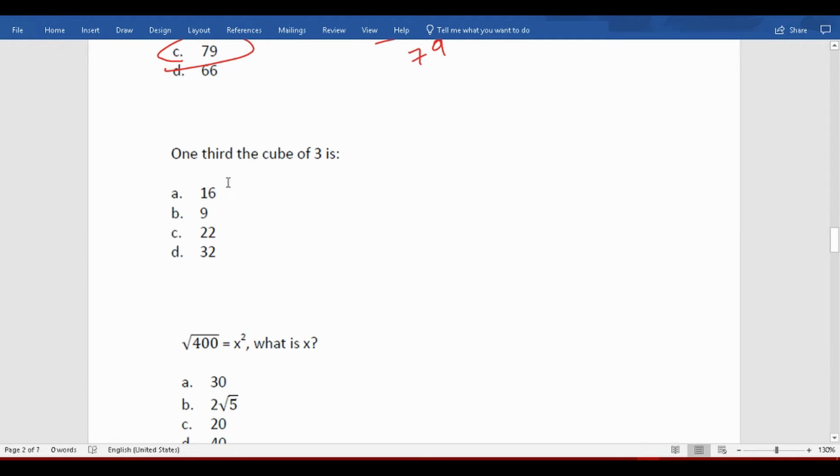Okay, this question asks you to find 1/3 of the cube of 3. So that's going to look like this. 1/3 times 3 cubed. To get this question right, you do have to know how to deal with the order of operations. That is the order in which you work out problems. And to remember that, I always remember PEMDAS.